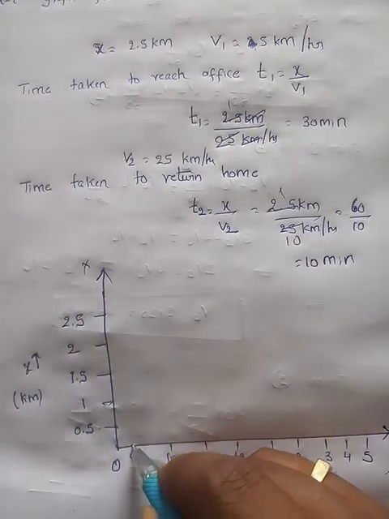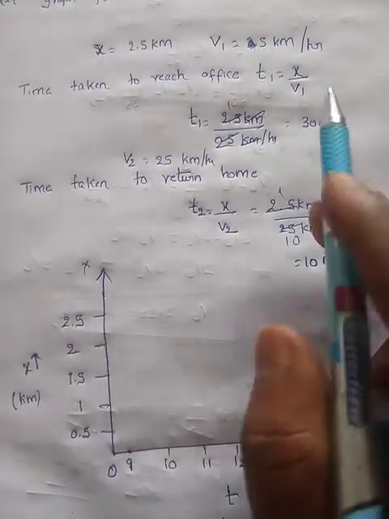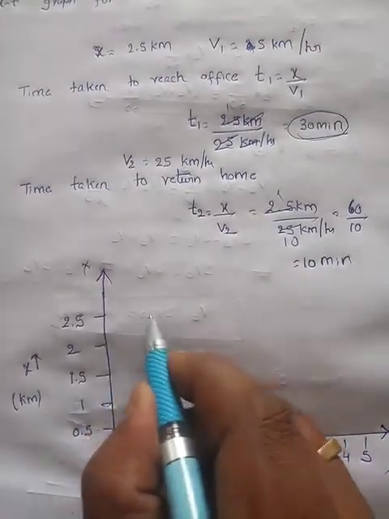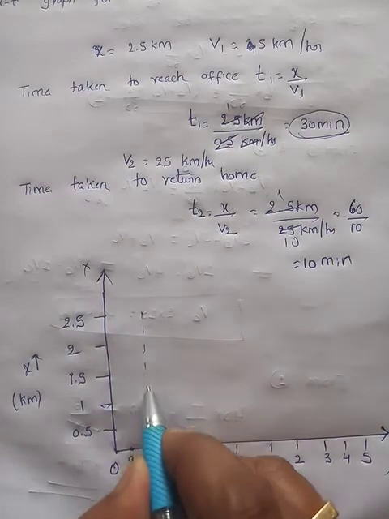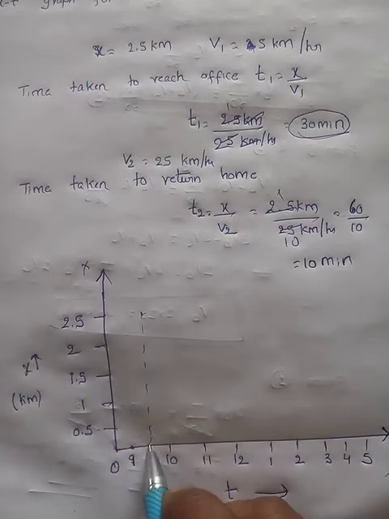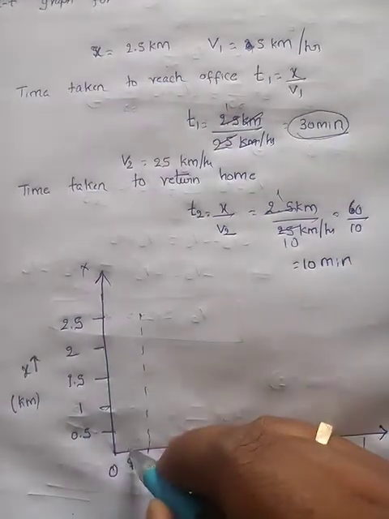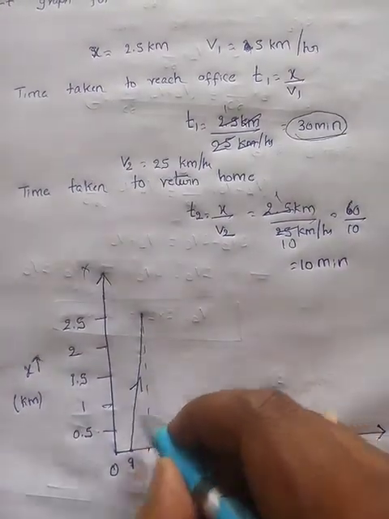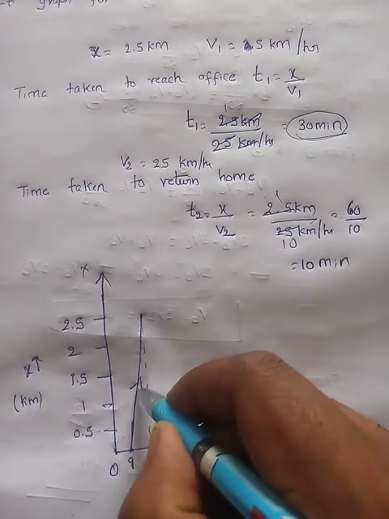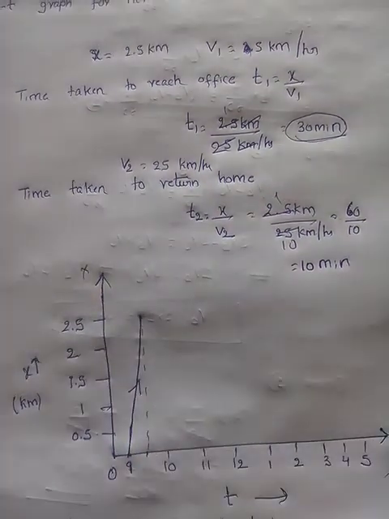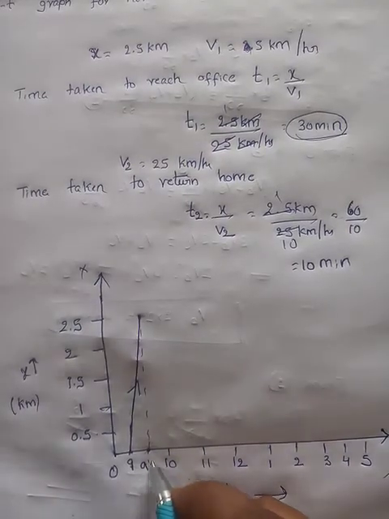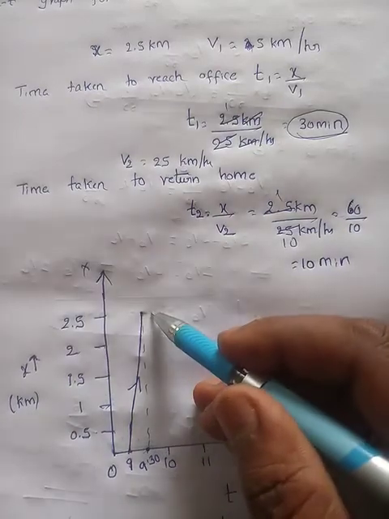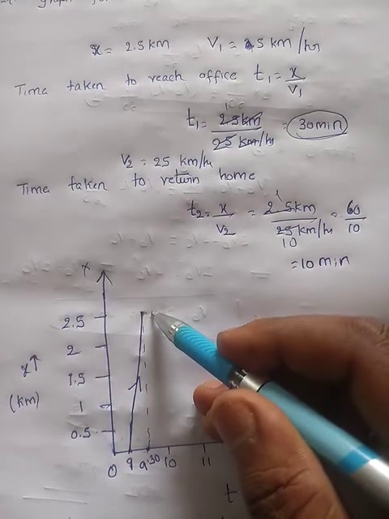She started her journey at 9 o'clock and reaches the office by half an hour, means 9:30. At 9:30, so the value should be between what? 9 to 9:30 center, right? So she started at 9 o'clock and travels a distance of 2.5 kilometers. What time? 9:30 she is in office. So from 9 to 9:30 she is in motion, uniform motion.